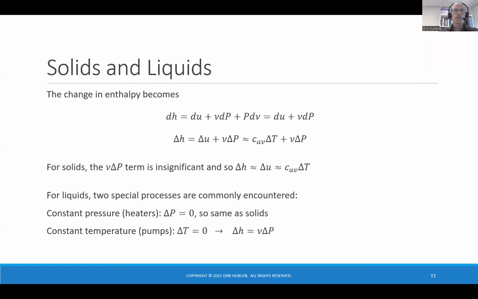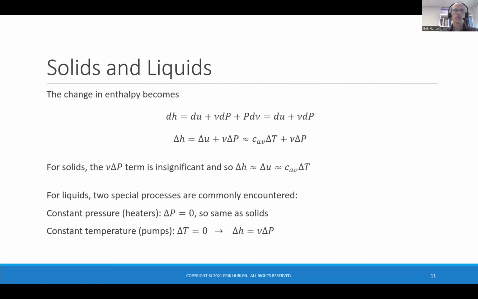The change in enthalpy becomes dH equals dU plus v dP plus P dv. And again, we can ignore the change in volume contribution, so dH equals dU plus v dP. Then we have seen how to deal with the dU term on the previous slide. The easiest way is to use the average value of C, so that delta U equals C delta T. Now for solids, there is no significant contribution from any change in pressure. So for solids, we have delta H equals delta U equals C delta T.